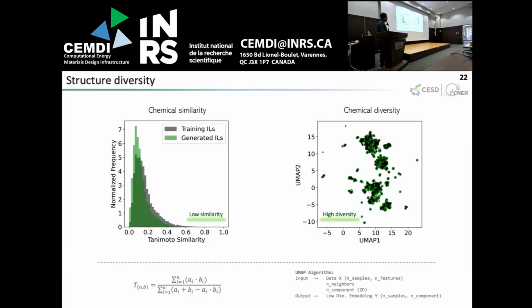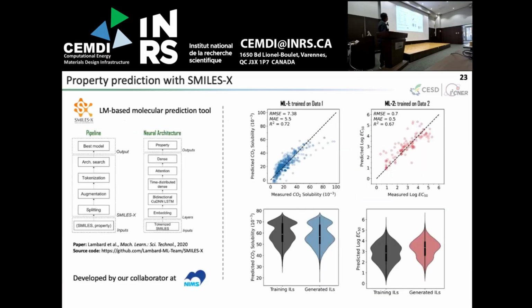And then we train SMILES, our prediction model. SMILES is a machine learning tool based on a language model, specifically designed for molecules. This is the pipeline if you are interested in the detail, and this is the neural architecture. It uses mainly an embedding, an LSTM layer, and then we have the attention layer and the last layer. If you are interested in the detail, we have the GitHub repo here, and it was developed by one of our main collaborators at NIMS.